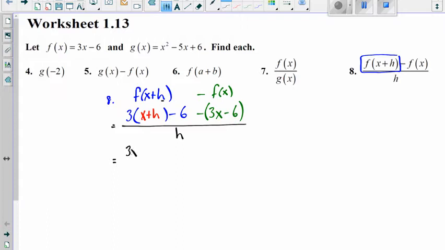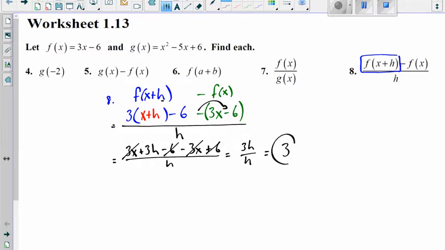So this is 3x plus 3h minus 6 minus 3x, and here's our plus 6 from distributing, over h. That ends up with some things cancel here and just combine to be zeros, just 3h is left over h, and reduce. That all ends up being 3. That big mess of a function is just 3 at the end.